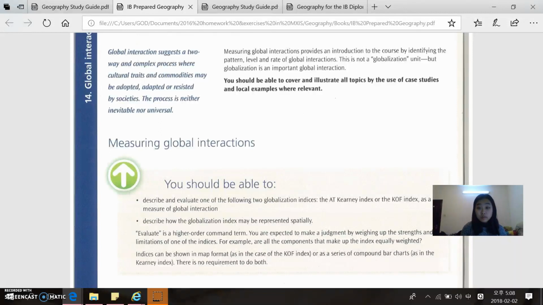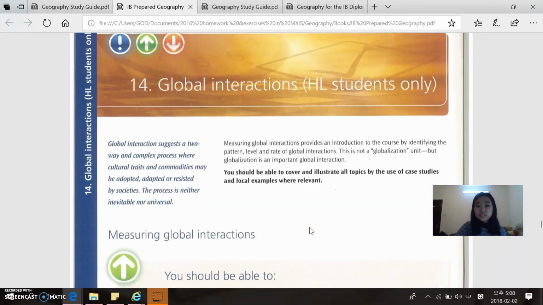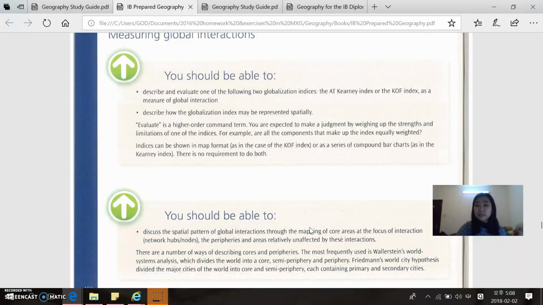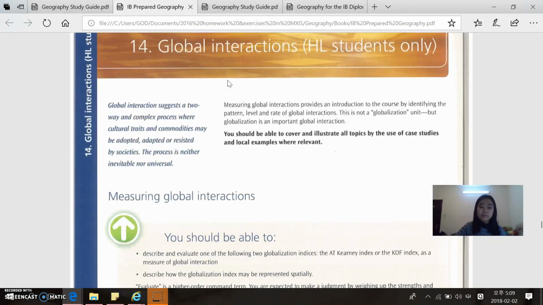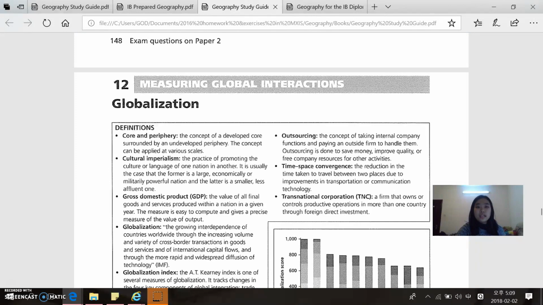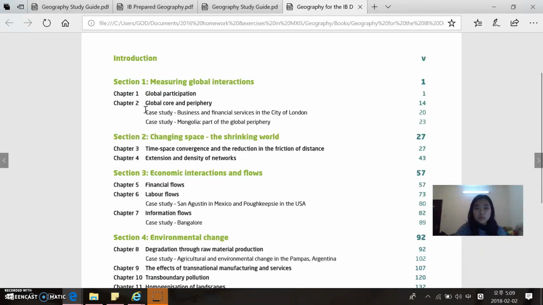So now we're going to talk about the first topic of IB Geography HL. The first topic of IB Geography HL is measuring global interactions. It's also under the broad topic of global interactions. And okay, the first chapter is actually global participation.